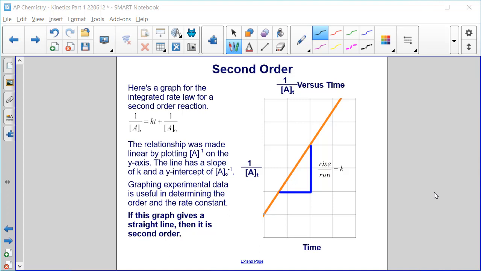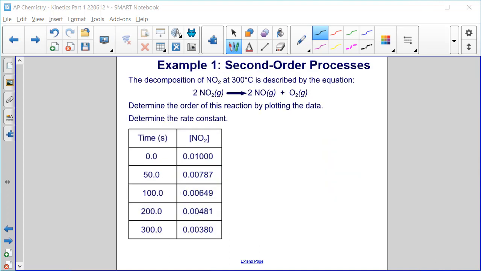Graphing this data is very useful in determining the order of the reaction and the rate constant. We know the rate constant is the slope, and we know that if this graph, 1 over concentration versus time, gives a straight line, then it is a second order reaction. All right, so here's an example of what this data looks like for a second order process and how we can use graphical analysis to determine the order of the reaction and the rate constant.